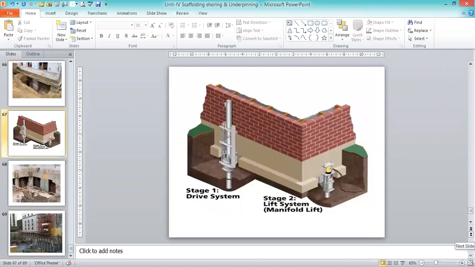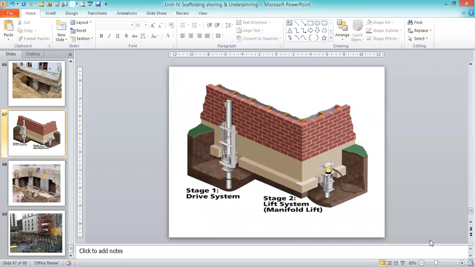Then this schematic diagram also explains how we do the underpinning method. Stage 1 is the drive system, meaning a pile is going to be driven. Stage 2 is the lift system, meaning we lift the existing building, then carry out the underpinning operation, lifting by using hydraulic jacks. We saw the cantilever needle beam method. We lift the existing structure, then go for the underpinning operation. So one is the drive system, and the second is called the lift system.